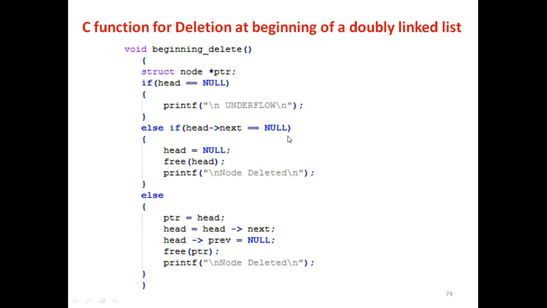If there is only one node, then just delete that and make the list an empty list. So how to make it an empty list? Head equals null, and then free head. Free the memory, then print this message. Else, this else means there are more nodes in the doubly linked list. In that case, ptr equals to head, so the first node address is stored in ptr, and then head equals to head next, then head previous equals to null, and then free ptr, and then display this message. So this is the C function for deletion at the beginning of a doubly linked list.